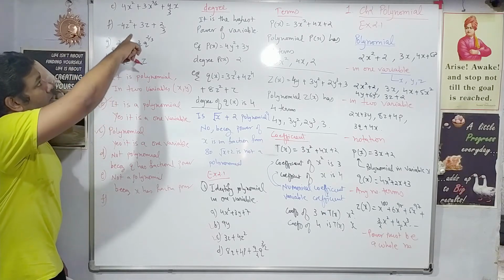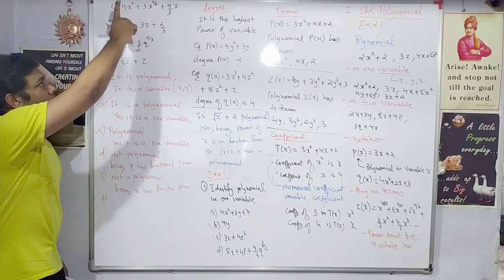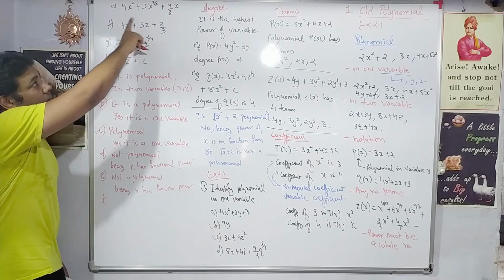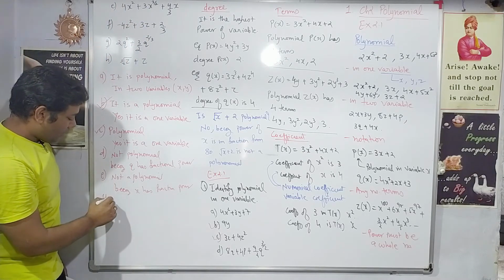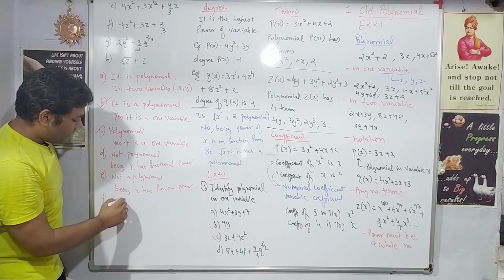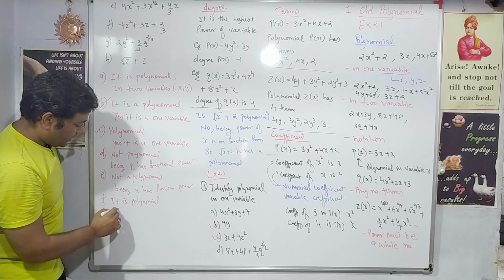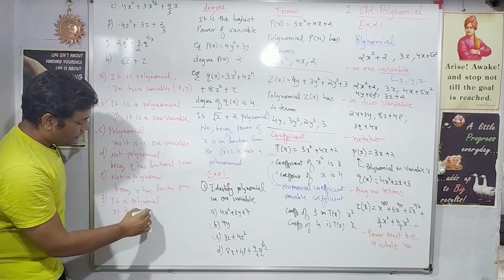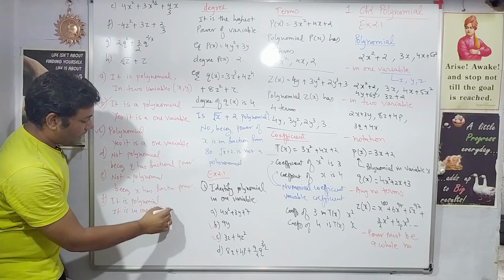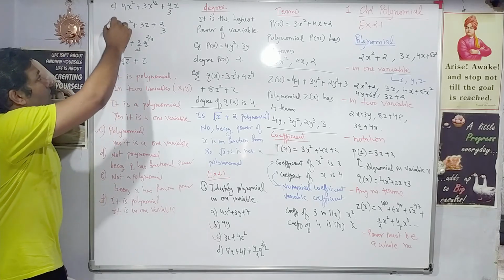F, yes, it is a polynomial, right? Because the powers are whole numbers and it is also a one variable polynomial. We see only z. So again F is also a correct option for us.